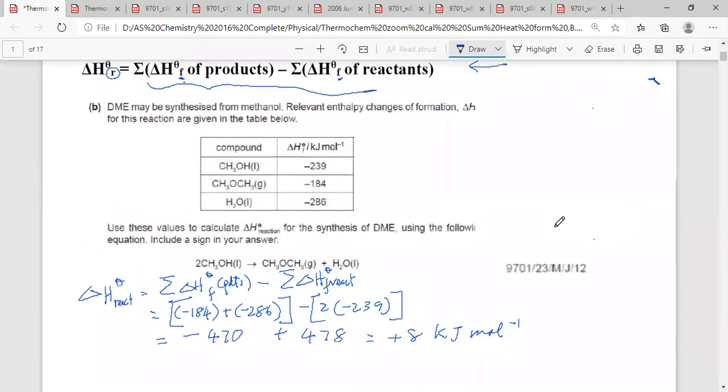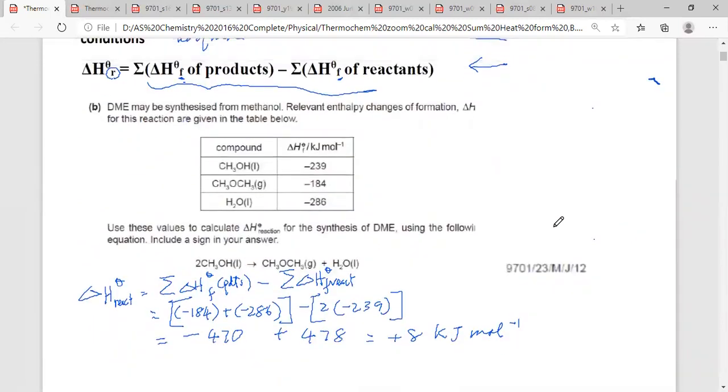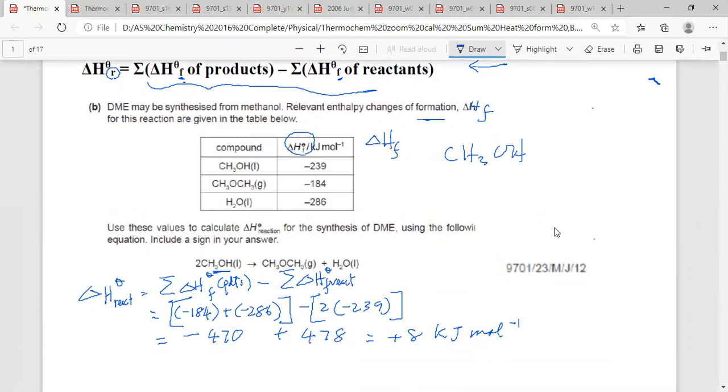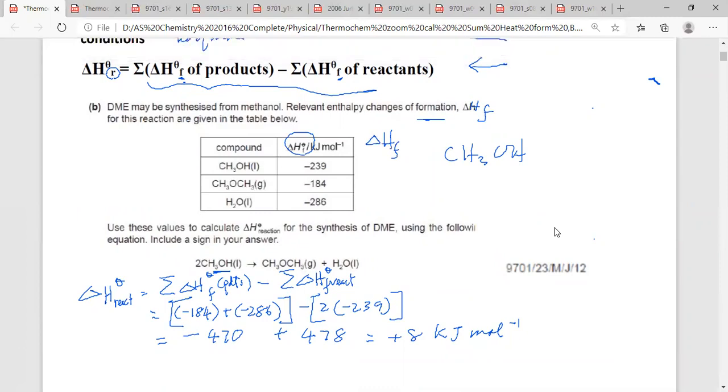Now let me start with the first one here. DME may be synthesized from methanol. Now this is your methanol, CH3OH. The relevant enthalpy changes of formation are given below. See, they are all delta HF. So once you see the delta HF, that means I can apply this formula. Use these values to calculate the heat of reaction for the synthesis of DME, following the equation here. Include sign, very important, and of course units.